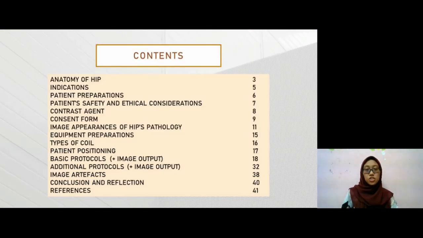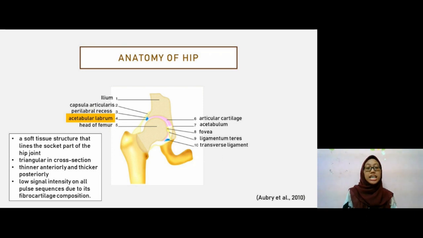This is the content that we include in our slide to be a guideline to all of you in searching the information in our slide. So we will go to number 1, which is anatomy of hip. In MRI, first of all, we must know the anatomy first. So, this is the anatomy of hip, highlighted in the yellow color.